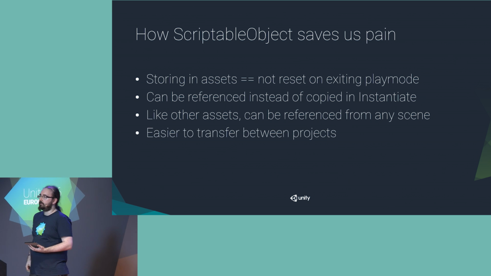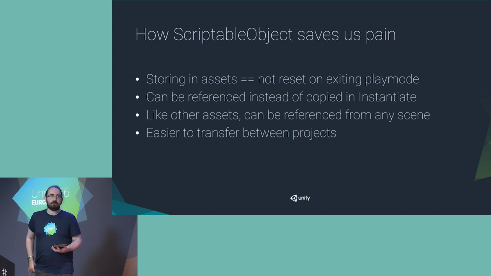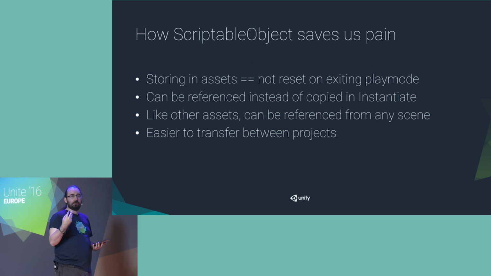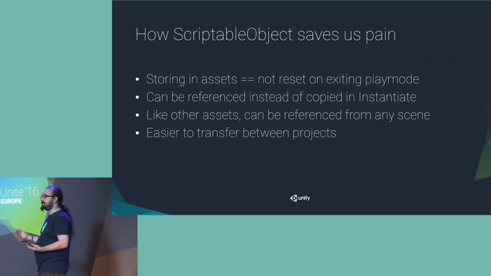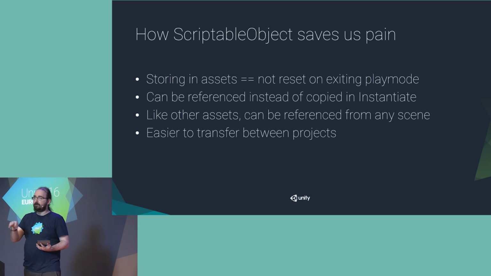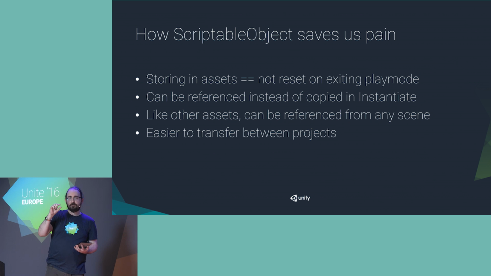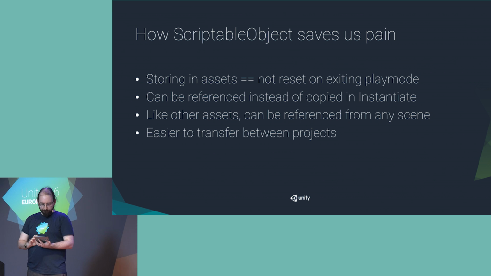It's easier to transfer them between projects. You still need the actual class definitions for the class that you're using for Scriptable Object. But once you've done that, you can just copy the asset file from one place to another. There's no having to dig in hierarchies to find the right place to get it from. There's no need to try and extract things from scenes or anything like that.